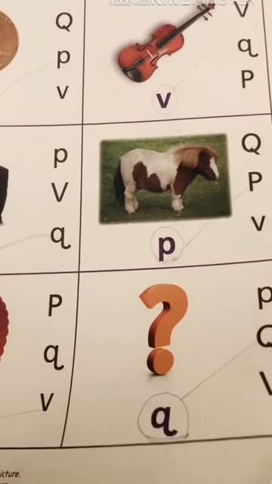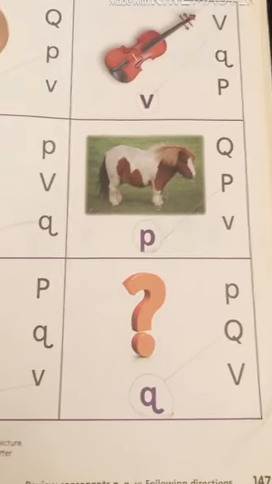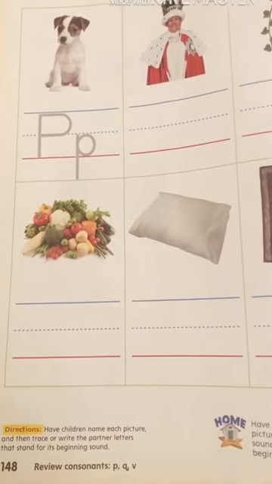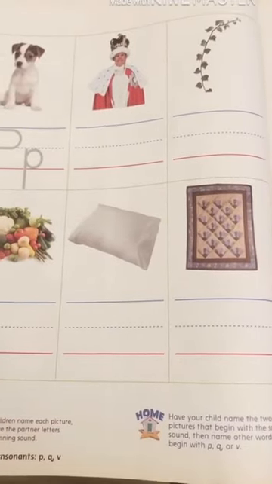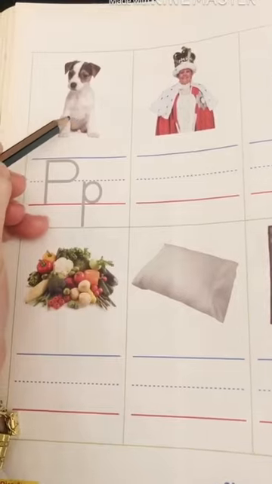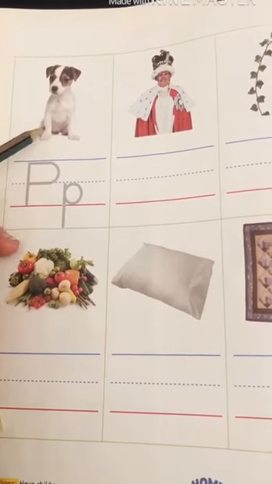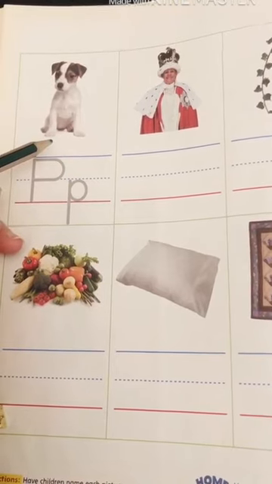Question mark. Okay, now after we have done page 147, please I want you to turn to the next page. Page 148. In this page, we have to look at each picture and say its name. Then we have to write the letters that stand for its beginning sound. For example, this is a puppy, beginning with the sound p, p, p.